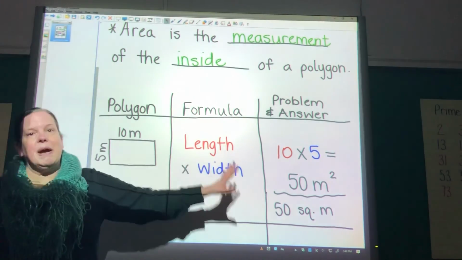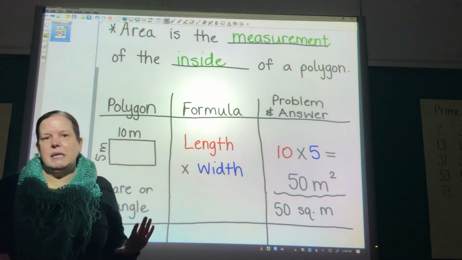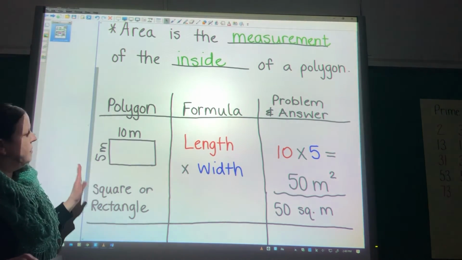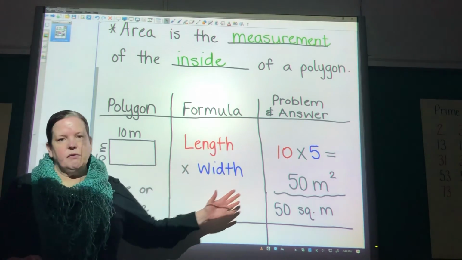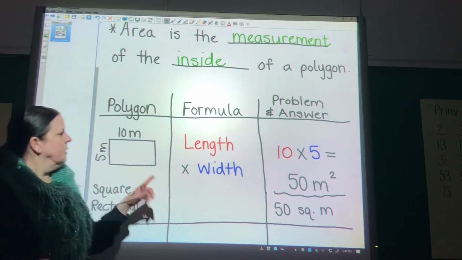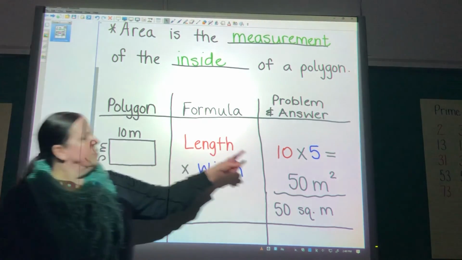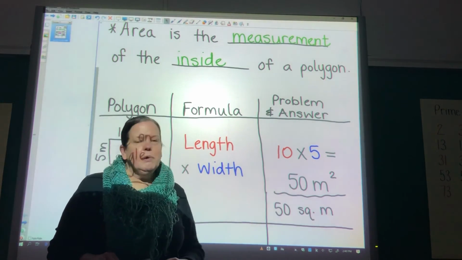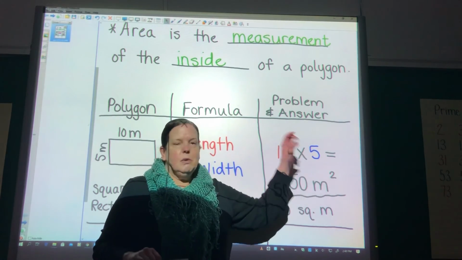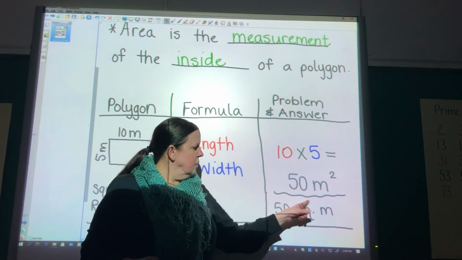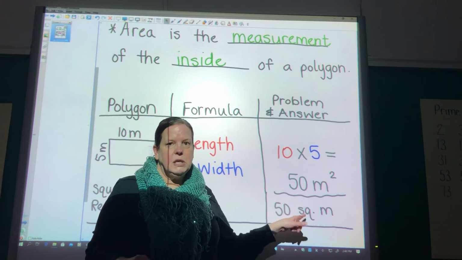So essentially this is all we're practicing today, tomorrow, and the beginning of next week. We're just doing squares and rectangles. They both share this formula, length times width. You just find the length and the width, you multiply them, and your label is squared. And again, you could do the squared with the little 2 up in the air, or you could do the square with the SQ period.